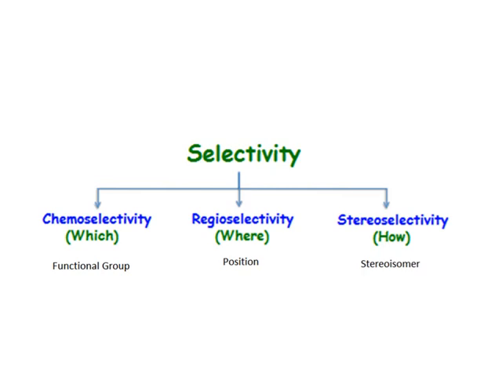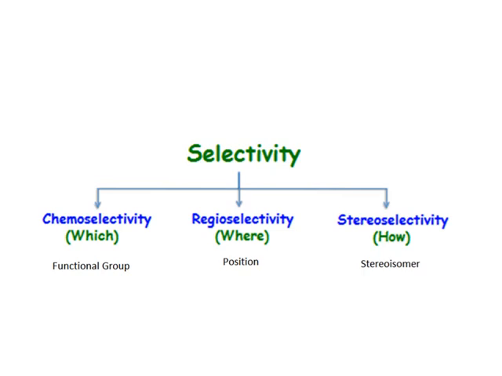The chemoselectivity, which is concerned with selective reaction of a particular functional group. Then we have regioselectivity, which means that a reaction is more favored on a specific site rather than the other site. The third category is stereoselectivity. Stereoselectivity is concerned with which of the two stereoisomers reacts faster, or which of the two stereoisomers is formed in more amount, right?